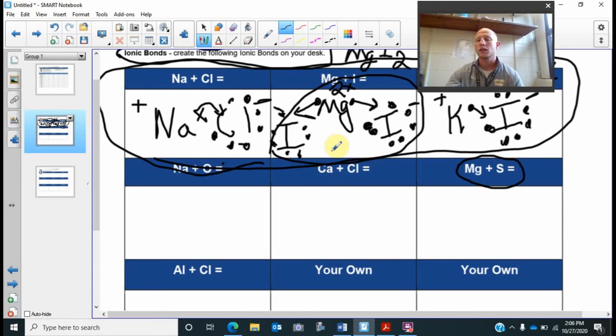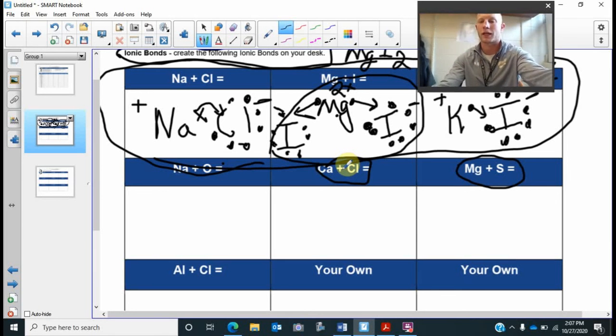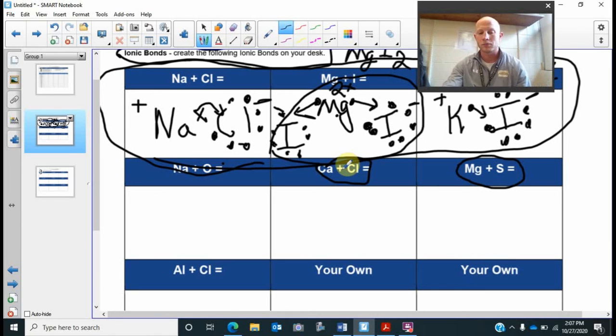Calcium chloride. Calcium chloride will also look very similar to magnesium iodide as well. Okay, so there's going to be more than just 2 atoms there. But you have to use the atoms that are here in the equation. Okay, you can't just snag an atom from random, right?